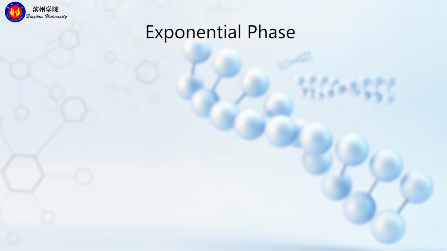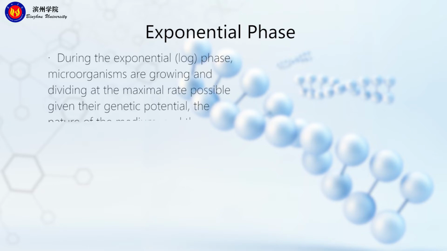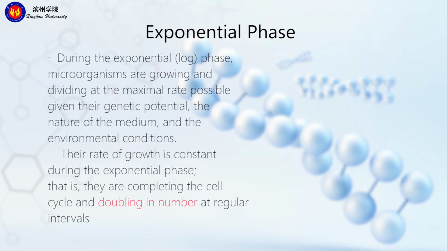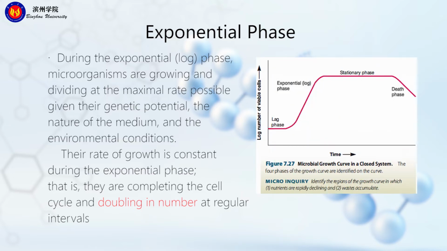The second phase is exponential phase. We also call it log phase. During this phase, microorganisms are growing and dividing at the maximal rate possible given their genetic potential, the nature of the media, and the environmental conditions. Their rate of growth is constant during the exponential phase. You can see the exponential phase on the picture. They are completing the cell cycle and doubling in number at regular intervals.